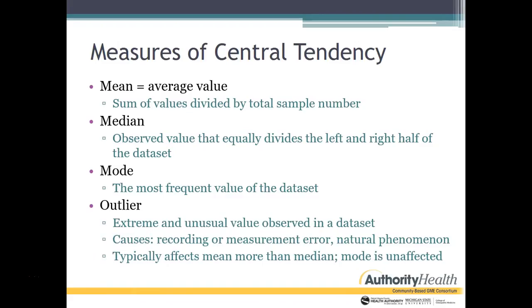And then we have the outlier, of course. Outliers are extreme and unusual values observed in a data set. They can be caused by recording or measurement error, or sometimes by natural phenomenon. And they typically affect the mean more than the median, and the mode is unaffected. So that's important to remember.